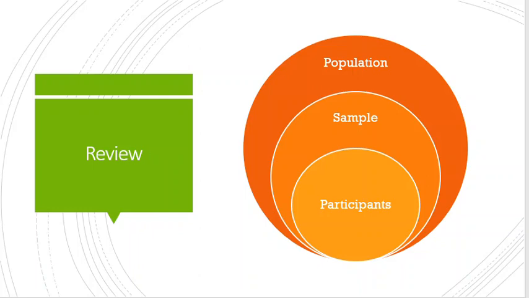First, let's review the population, which is the larger whole group from which you sampled. You may have used a method of inviting people to participate in your study through convenience sample, stratified sample, or snowball sampling. The sample are those who received the invitation to participate, and the participants are those who were invited that actually chose to participate and completed the survey activity.